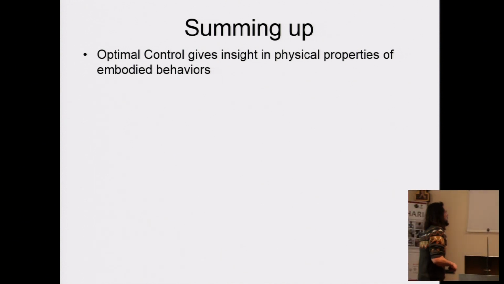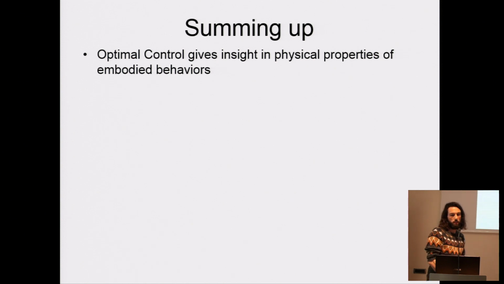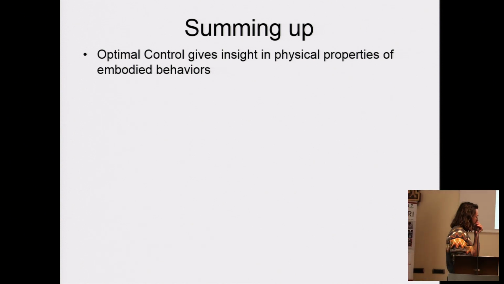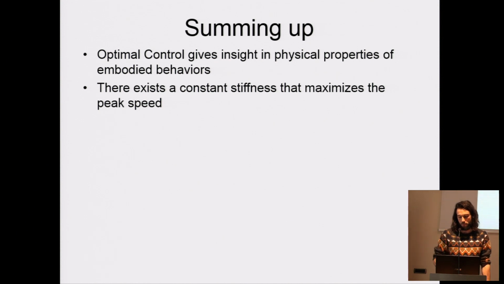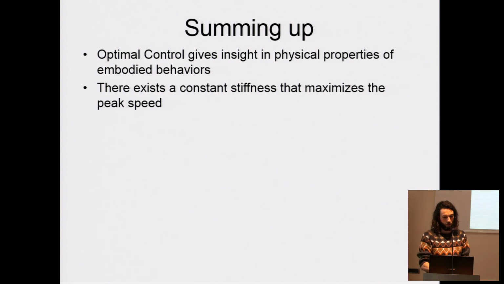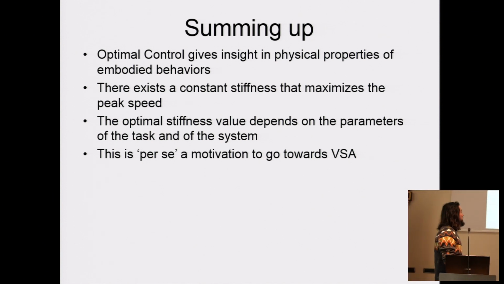So, summing up for the max speed problem, we saw that optimal control gives us insight on physical properties and behaviors of the system. First of all, there exists a constant stiffness that maximizes the performance of the systems, and we saw that at different levels, from the simplest system to quite complex systems that also take into account realistic models. And that optimal stiffness value depends on the parameters both of the task and of the system.